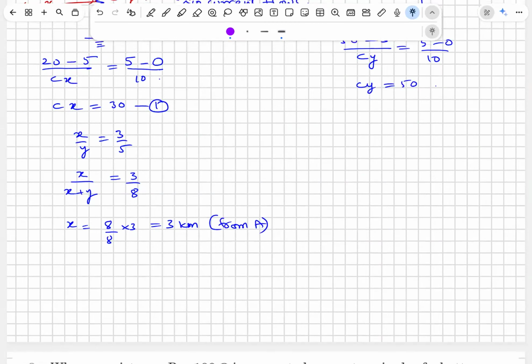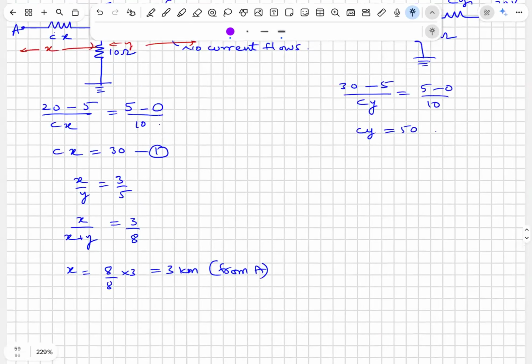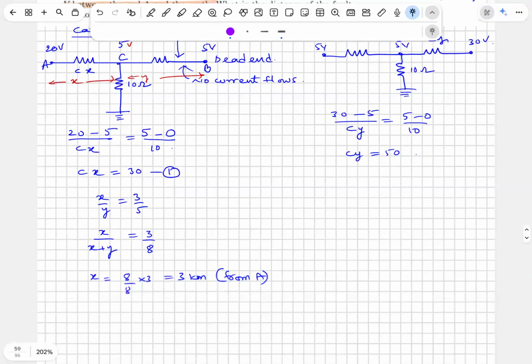Any doubt on this part of the question? Please ask me right now. Any doubts on this part of the question, boys and girls? Huh?